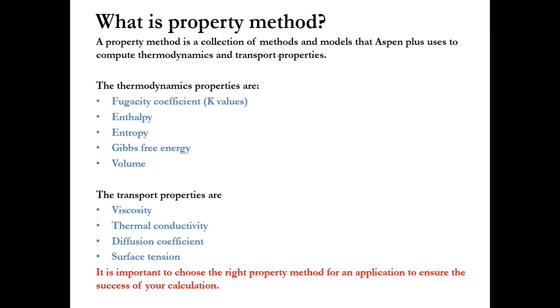Now, what is a property method? We have already discussed it earlier, but for a reminder, a property method is a collection of methods and models that Aspen Plus uses to compute thermodynamic and transport properties.